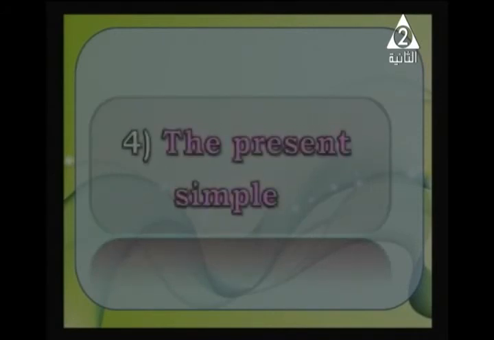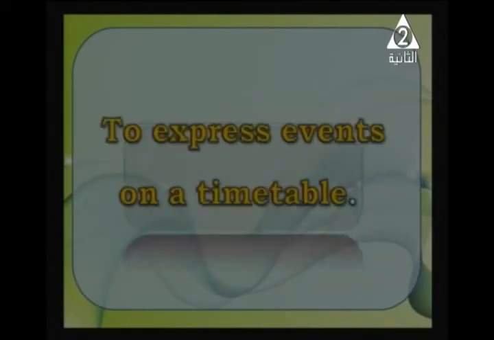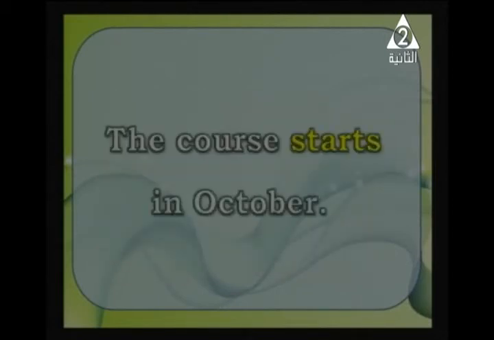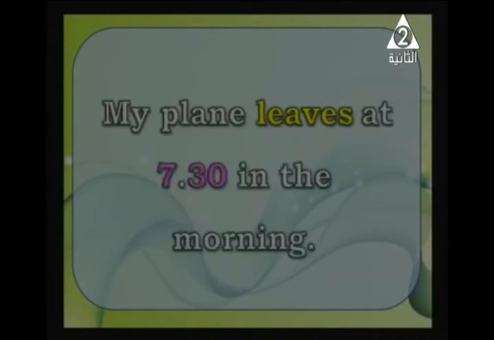في كمان عندنا present simple المضارع البسيط. احنا عارفين كلنا المضارع البسيط ده اللي هو التصريف الاول للفعل. في كلمات مشهوره قوي في present simple لما تيجي في الفيوتشر. عندنا كلمه arrive وكلمه leave، كلمه close وكلمه open، كلمه start وكلمه finish. نشوف مع بعض ال present simple هو بيعبر عن الفيوتشر لما يكون في عندنا time table. To express events on a time table. The course starts in October. My plane leaves at 7:30 in the morning.